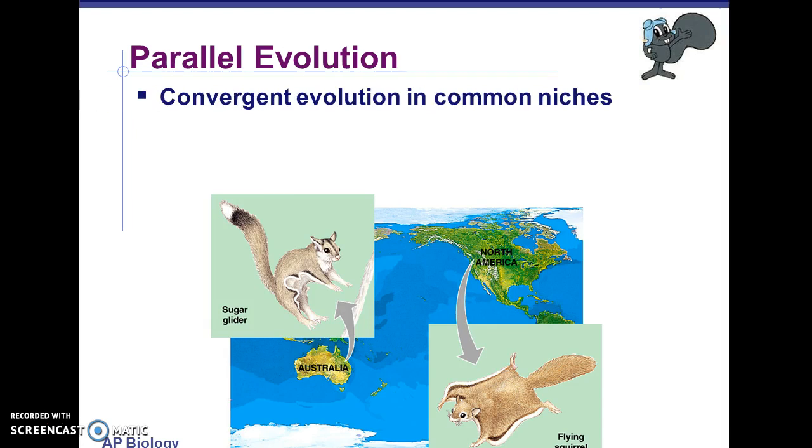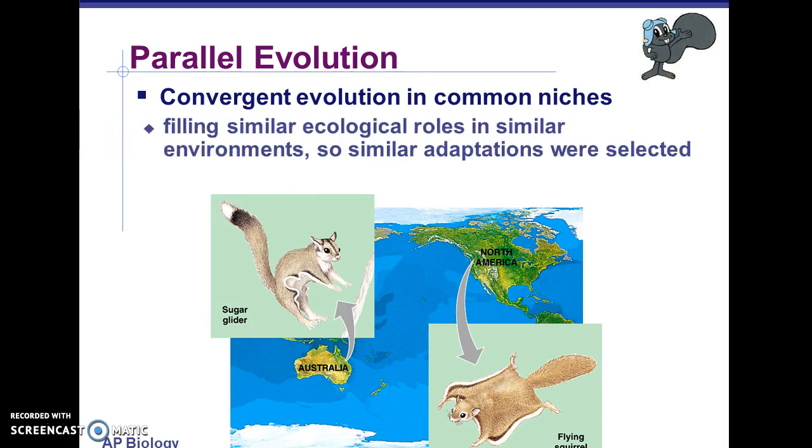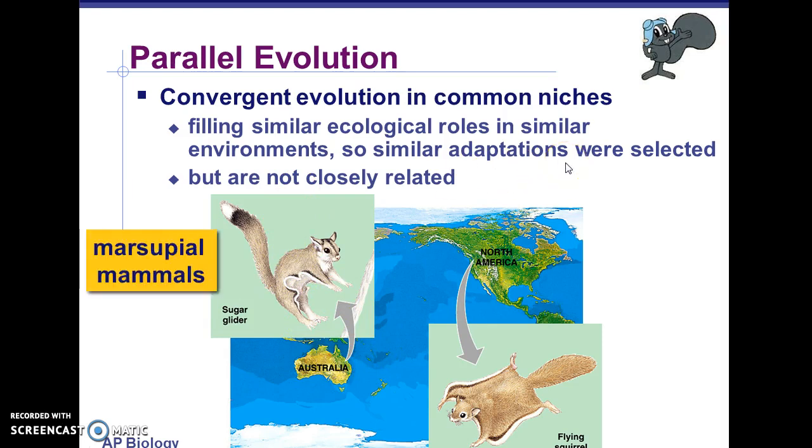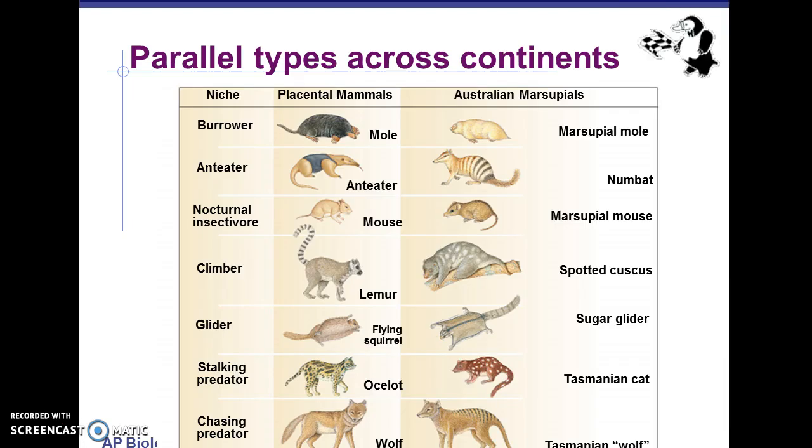Parallel evolution is convergent evolution in common niches, okay? Filling similar ecological roles in similar environments so that similar adaptations were selected. They are not closely related. So because these two squirrels had similar adaptations, they kind of evolved parallelly. Yeah, I guess. So marsupials versus placental mammals.